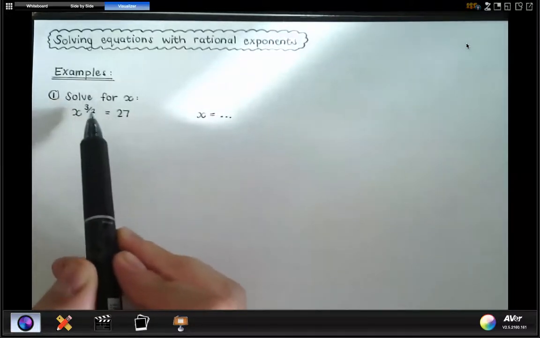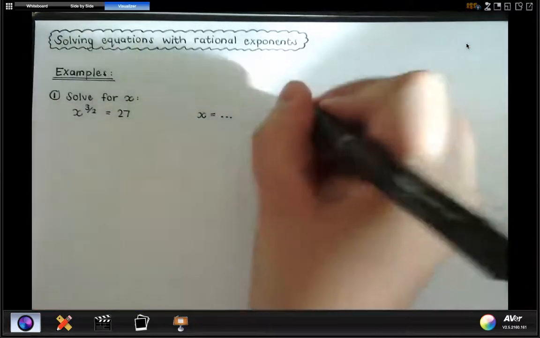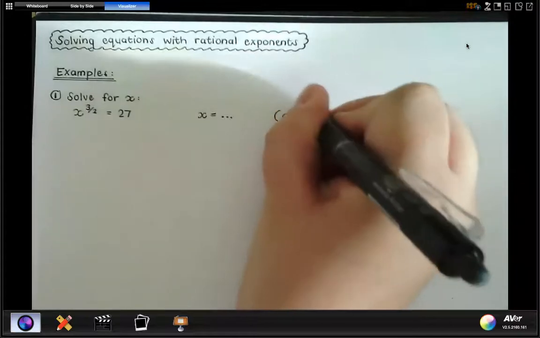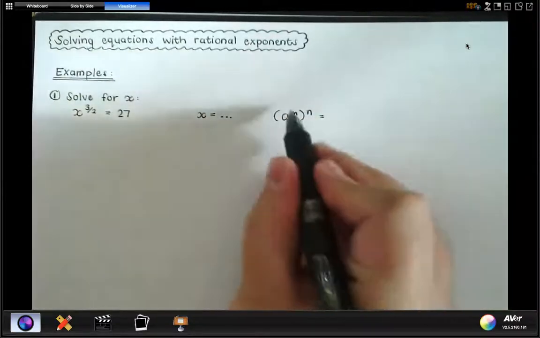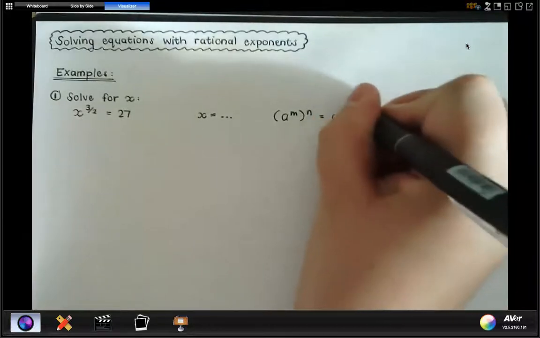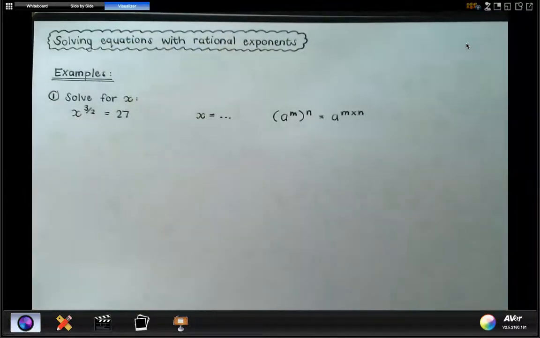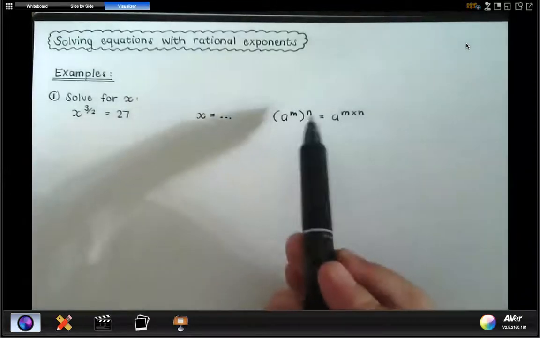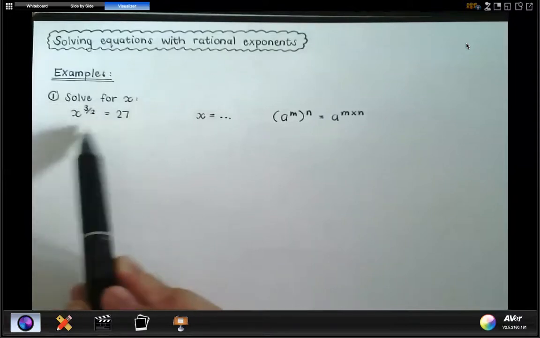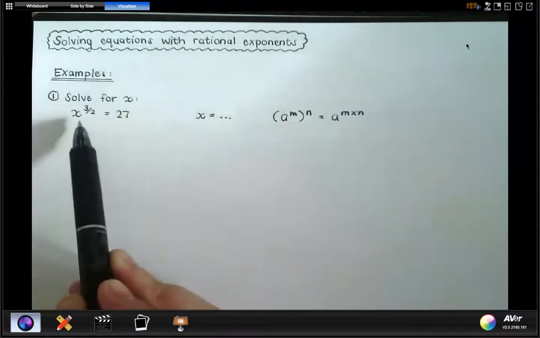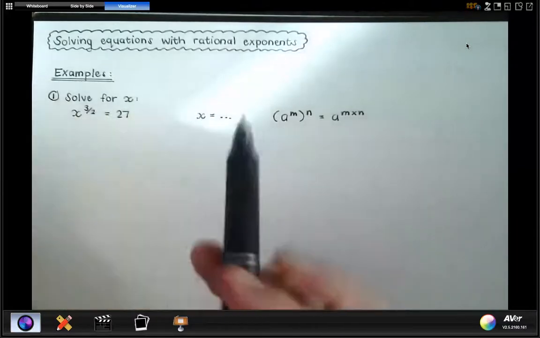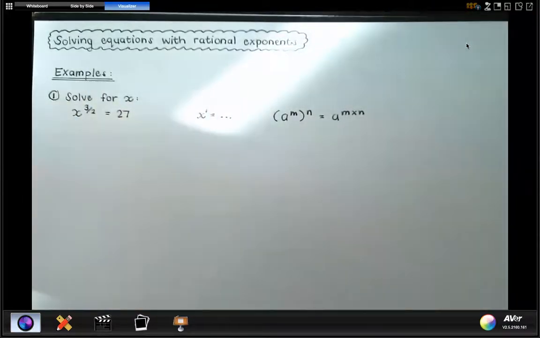Now, I don't know if you guys remember this exponent law, but the one that says that if you have an exponent inside a bracket and outside a bracket, what would you do with those two exponents? You would multiply them together, right? That is one of the laws of exponents. So we are going to use this law, and we're going to raise this side of the equation to an exponent that, if we multiply it by 3 over 2, would give us 1, because that's what we're wanting. We're wanting x to the 1.